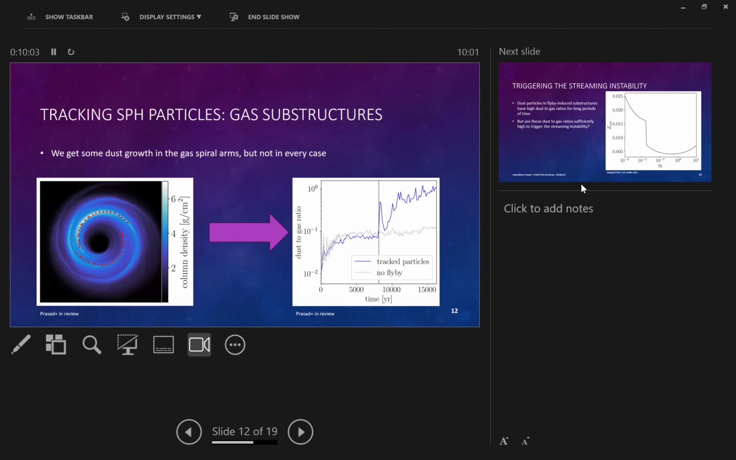And so, yeah, we sometimes get this dust growth. I haven't shown every plot because I'm tight on time, but we get dust growth in the gas spiral arms in many fewer cases than we do for the dust substructures. So if I increase the periastron distance of the flyby any further than this, I'm not going to be seeing dust growth in the gas spiral arms. And we don't see it at all in the retrograde case either.